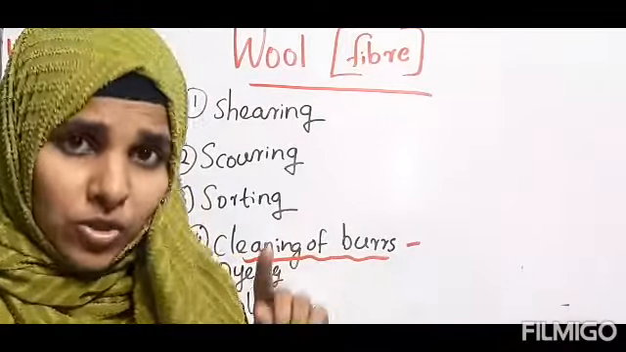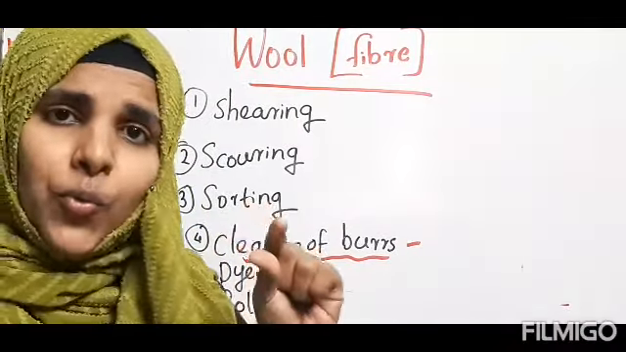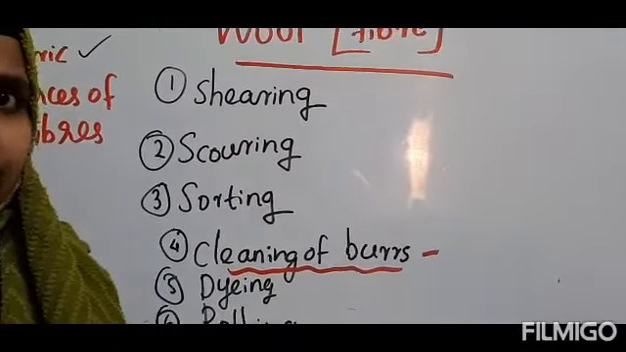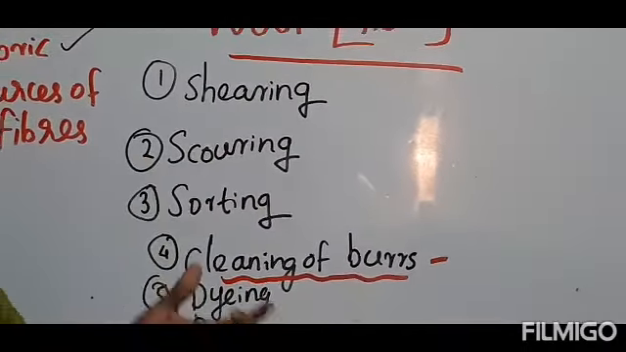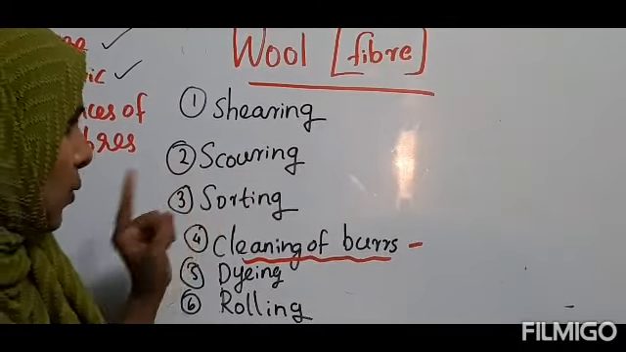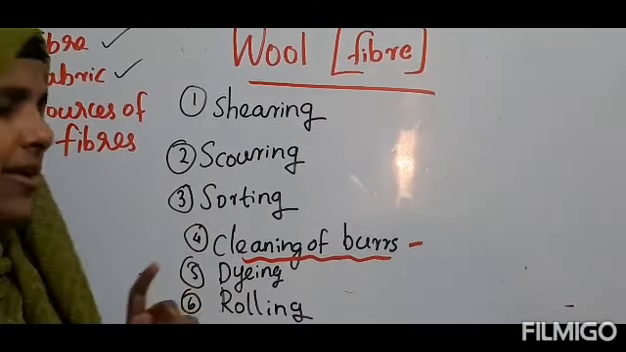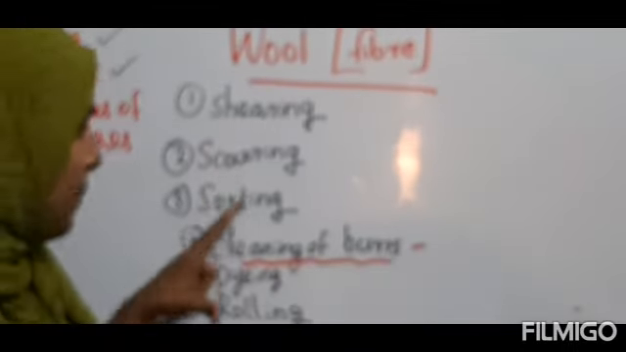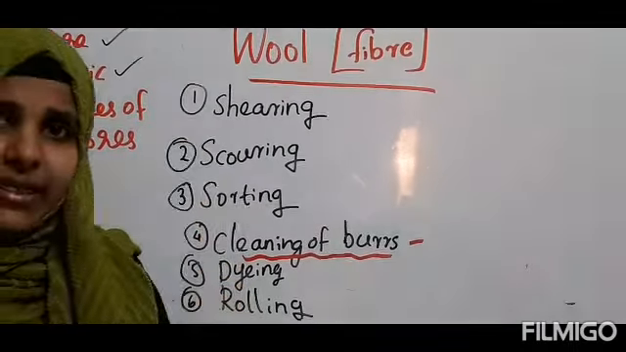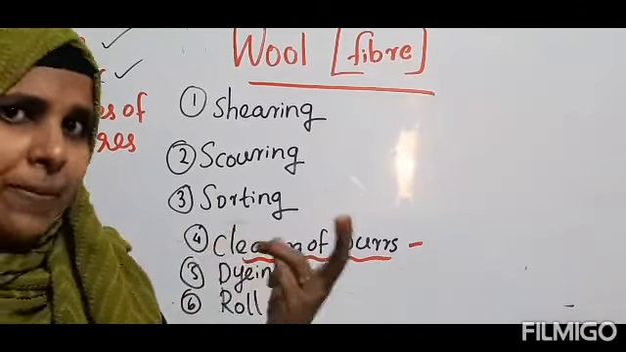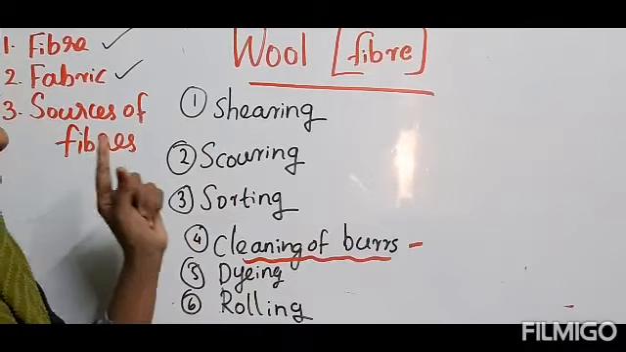So now I am going to explain how we can get that wool fiber. Mainly 5 processes are there. Okay, 5 processes. What are they? Shearing, scouring, sorting, cleaning of burrs, dyeing and rolling. Through these processes only we will get the yarn of that sheep. So first one is shearing.